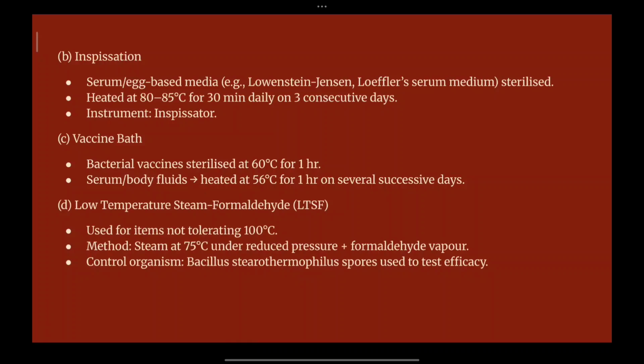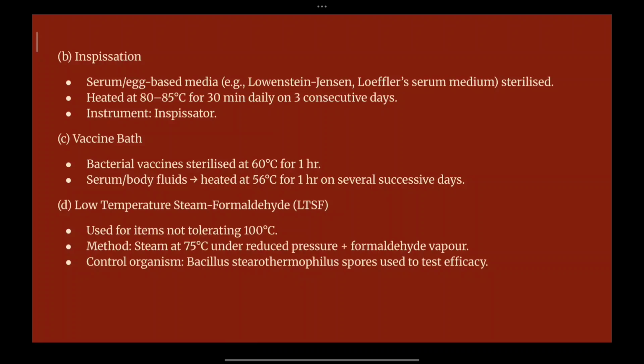Here under inspissation, the medium is heated at 80 to 85 degrees Celsius for 30 minutes, and it is done daily for 3 consecutive days. So 3 days continuously the process is going to take place, and the instrument that is used for doing inspissation is called an inspissator. I have the image in the next slide. We'll be studying what it is first and then see the image.